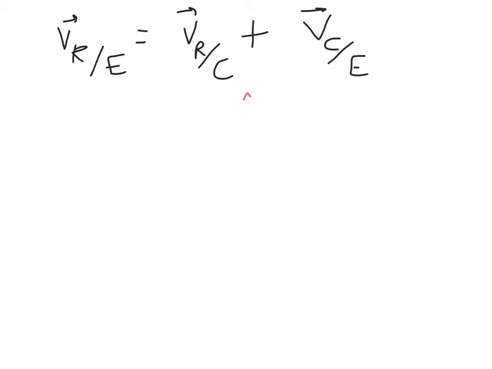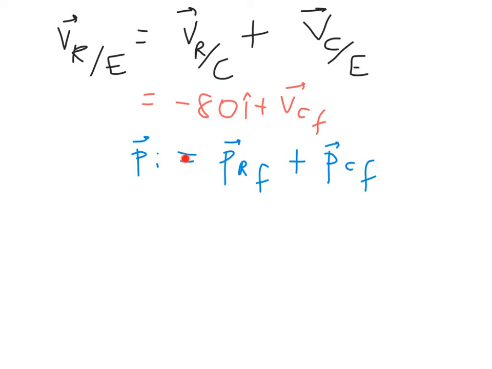Now we are ready to put all our information together. The initial total momentum of the space vehicle is equal to the final total momentum of the rocket plus the command module.